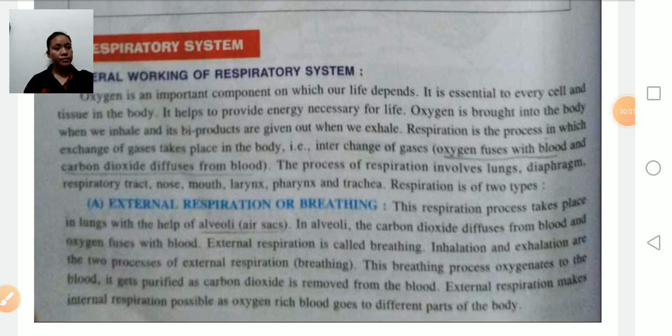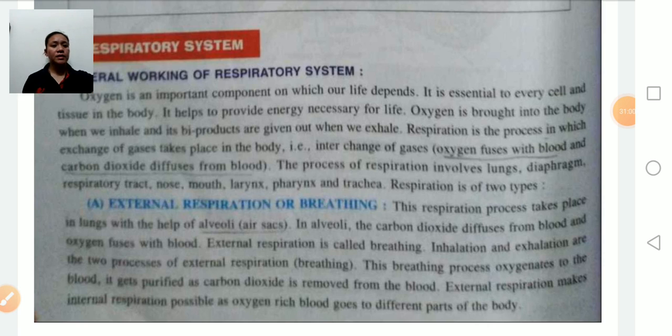How is oxygen brought into the body? It is brought into the body when we inhale, and its byproduct, carbon dioxide, is given out when we exhale. Respiration is the process in which exchange of gas takes place in the body. Oxygen fuses with the blood and carbon dioxide is diffused from the blood. When we inhale, oxygen goes inside the body. When we exhale, carbon dioxide comes out from the body.